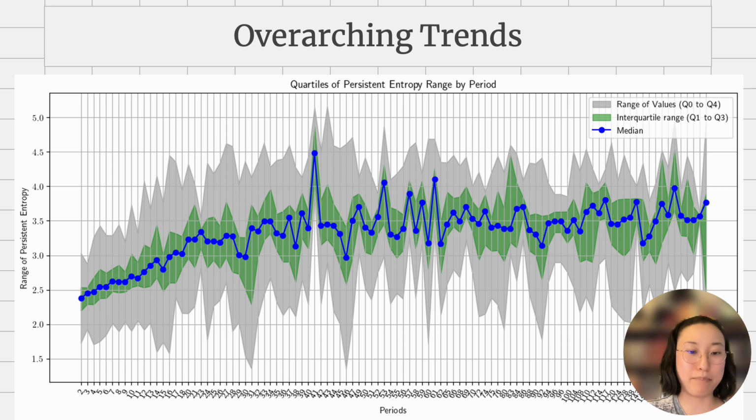And you can see that the median value increases in the beginning and sort of levels off. So that's something that we expected to see, because initially, when the periods are very short, there aren't a lot of iterations for the pattern to evolve and change from that initial pattern. And so we can expect to see that the range of the persistence entropy will be small in the beginning, and then it got larger as the periods got larger.